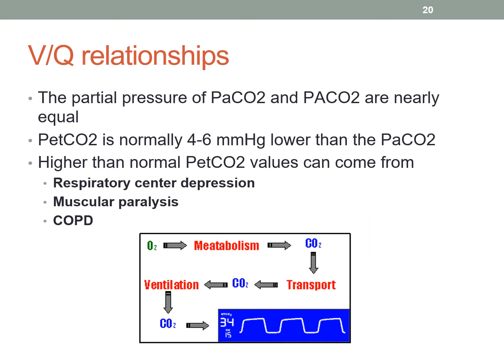All right, so you have your VQ relationship. You look at the partial pressure of your PA, your little a, your arterial and your alveolar CO2 are nearly about equal. So your PETCO2 is normally about 4 to 6 millimeters of mercury lower than your arterial CO2. Okay, so highlight that. It comes up as a test question. I know that for sure. So your PETCO2, or your end tidal CO2, is normally about 4 to 6 millimeters of mercury lower than your PaCO2.